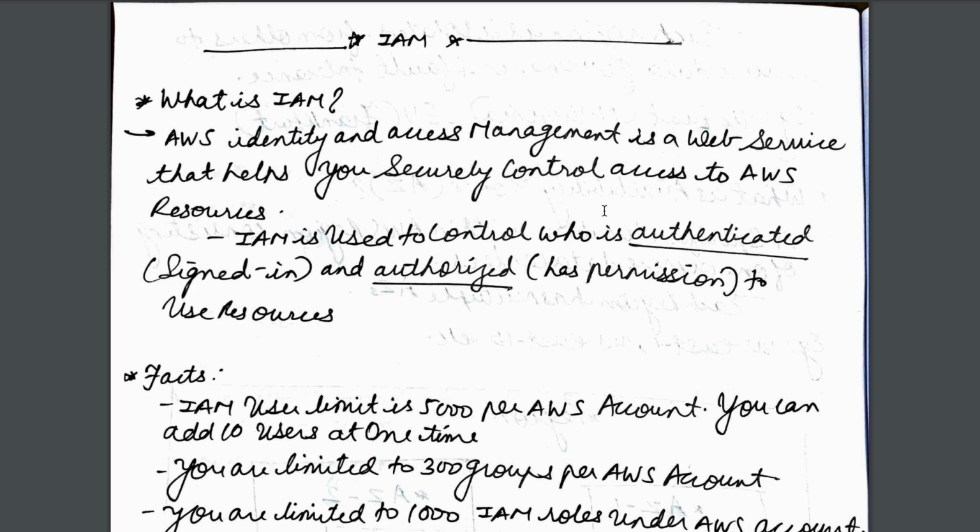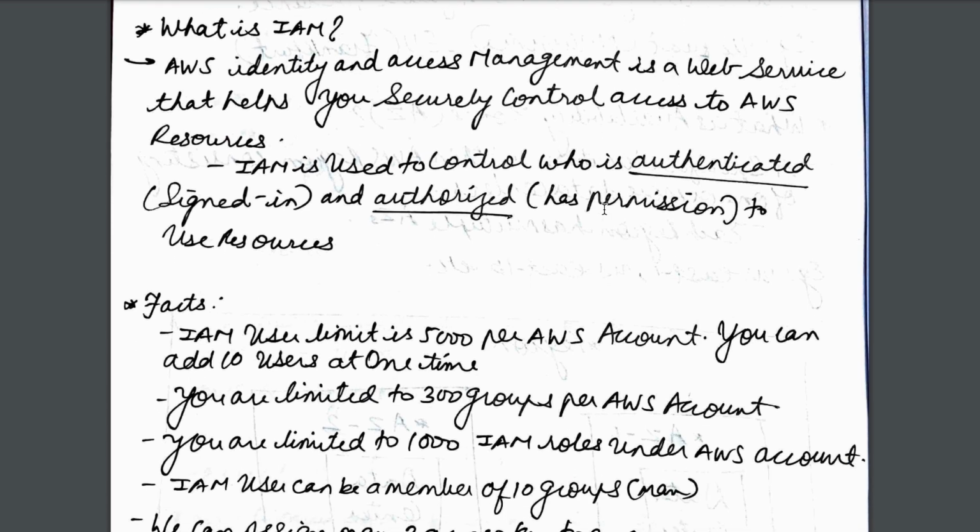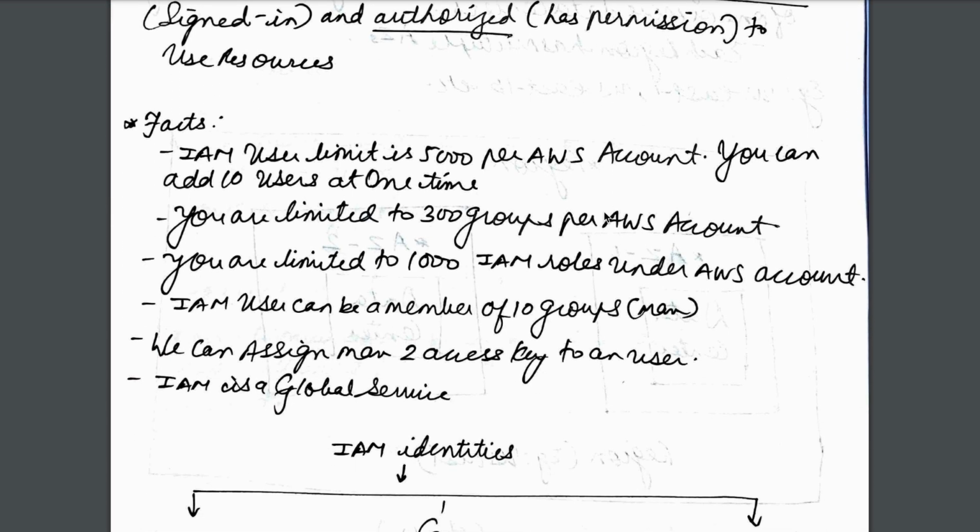So basically, it's a governance where you define some sort of rules and regulations due to which the users can access a specific resource, right? IAM is used to control who is authenticated to use a specified service and who is authorized to use the resources, right? Now, let us cover a few of the facts about IAM.